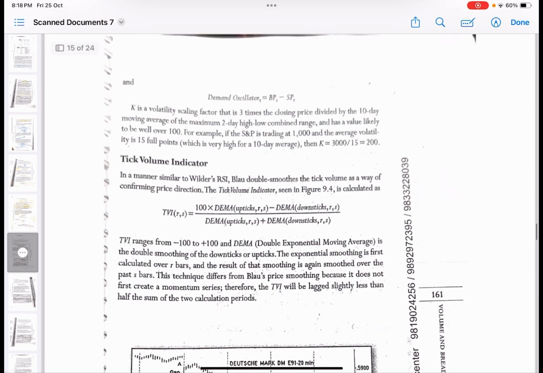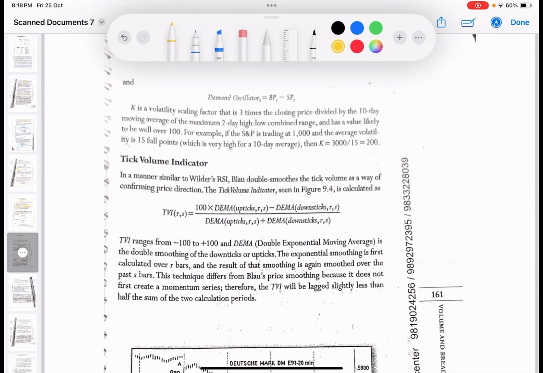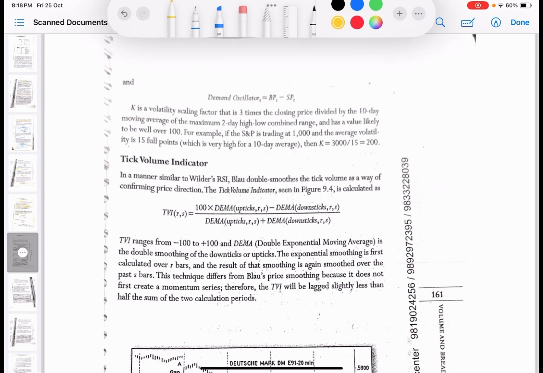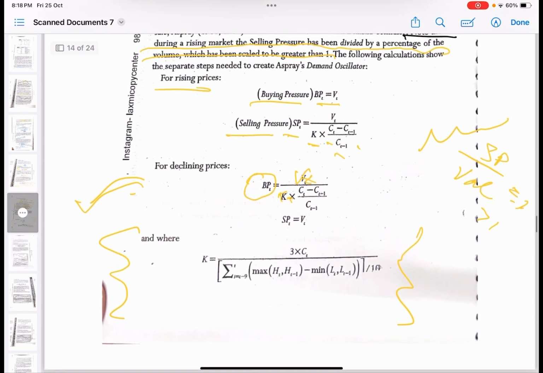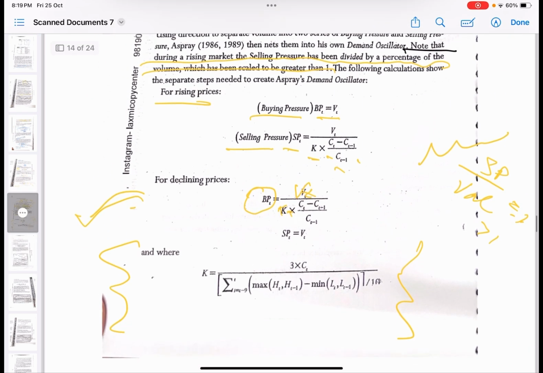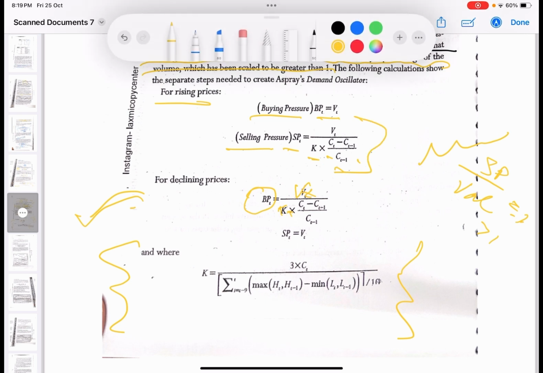You just need to know that it's divided by percentage, and you need to be able to identify it if it comes in the MCQ. You won't be asked to fill in the formula, but they will give you the formula and they will ask you to circle the correct answer. So you just need to know how they are calculating it. So the moment you see this, you know that they're talking about Asprey.